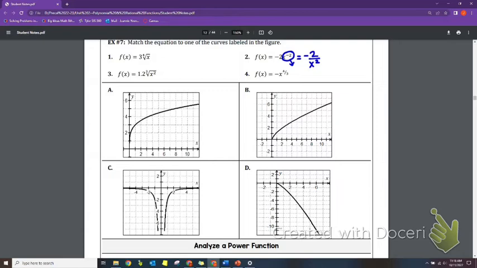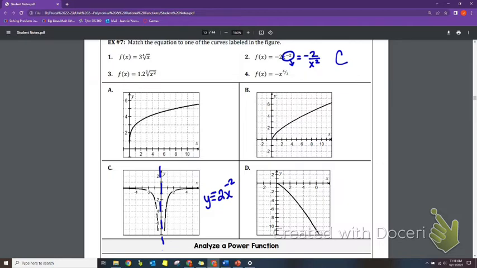Well, if x is on bottom, you should know that's a rational function. And so which of these look rational to you? C. Rational functions will typically have an asymptote in it. We also know, according to this, that because x is on the bottom, x squared cannot equal 0, which means x can't equal 0, which is where we actually do have that asymptote going through there. Okay, so this one here is our y equals 2x to the negative 2. Or excuse me, negative 2x to the negative 2.